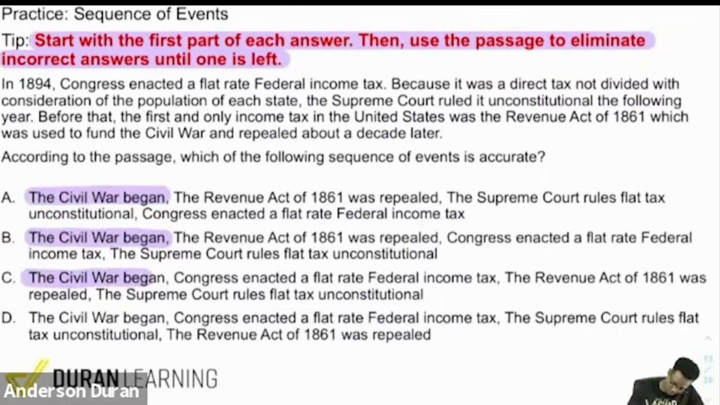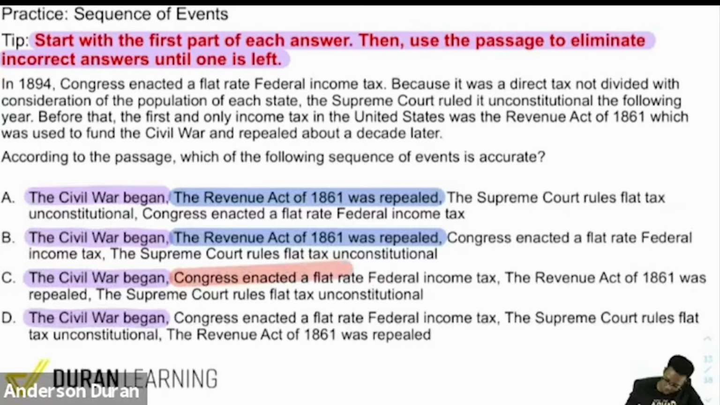Then if we look at the second choices in each answer, we have 2 to choose from. A and B say the Revenue Act of 1861 was repealed, and C and D say Congress enacted a flat rate federal income tax. So we have to go to the passage to see which one came next. So the Civil War began. Let's go ahead and figure out which one came next.